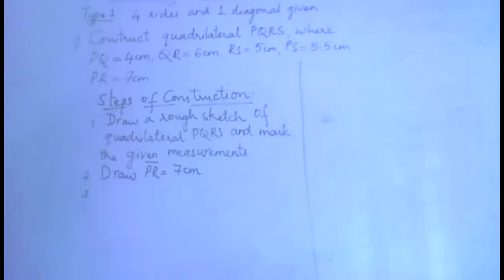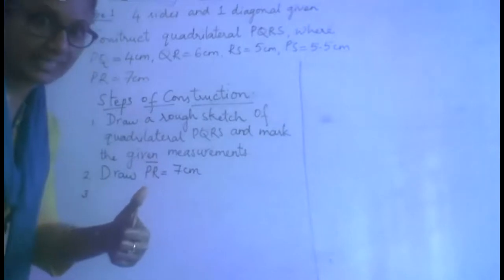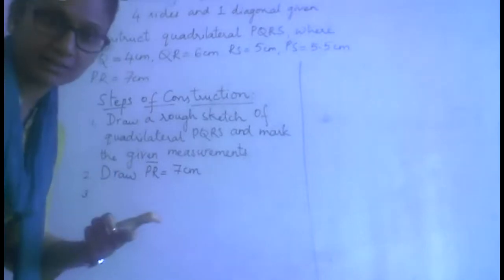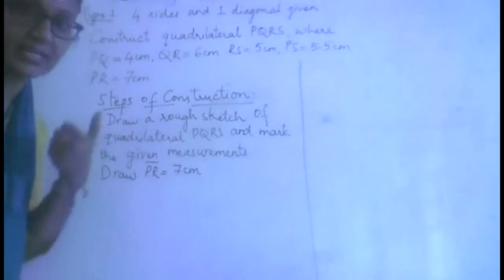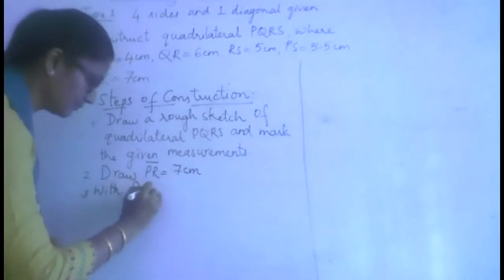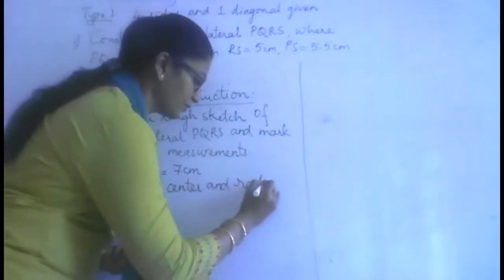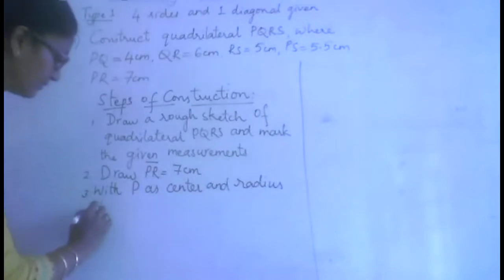Ma'am, P as the center. Yes. You have taken your compass next. What did you do with the compass? Whenever you use a compass, there are 2 things you have to specify. Where to keep the compass? That will tell me the center. And how much length should you take in the compass? That will give me the radius. Because to construct an arc, we need a center and a radius. So, with P as center and radius, what was the radius you've taken? PQ is what? 4 centimeters. Cut an arc.